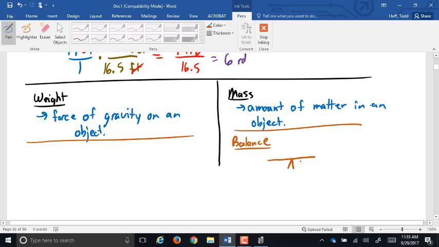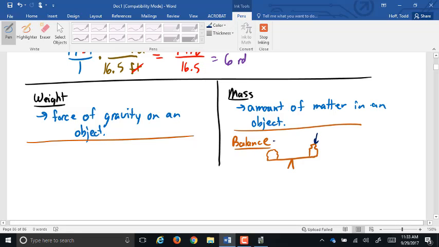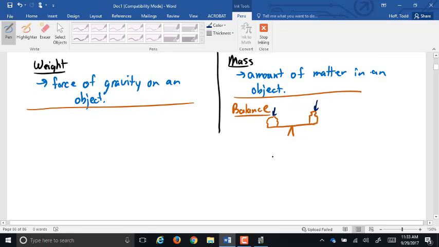A balance is basically a teeter-totter. You put the object we're trying to measure on one side, and on the other side we put known masses until it balances. And when it balances, whatever the mass is on this side is equal to the mass of this object. Weight is measured somewhat differently.